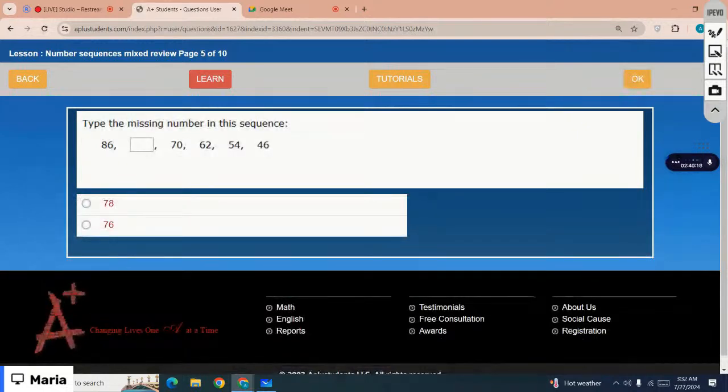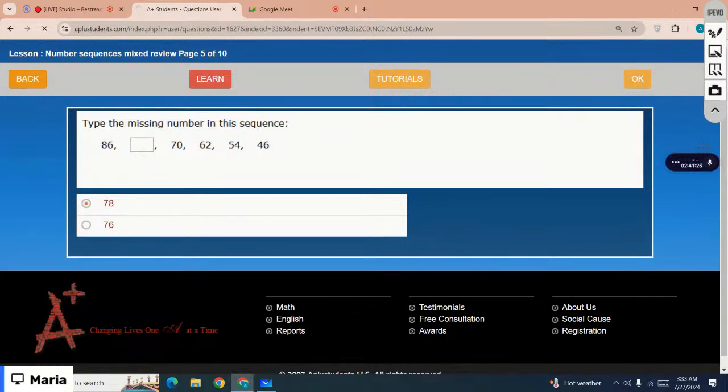Okay, the next one is type the missing number. So which is the correct option? The pattern is decreasing by 8. That is 78. The correct option is option number 1. 78 it is. Very good. Okay, you can complete the lesson by yourself later today. Let me just move on to the next lesson.